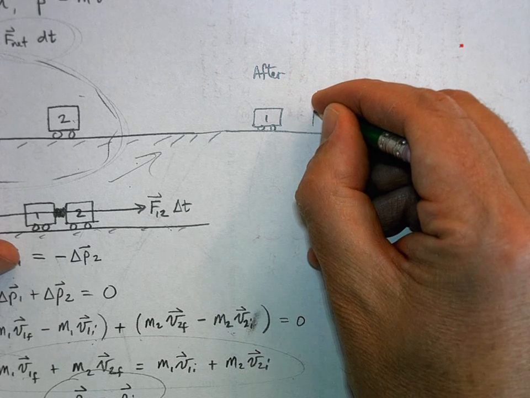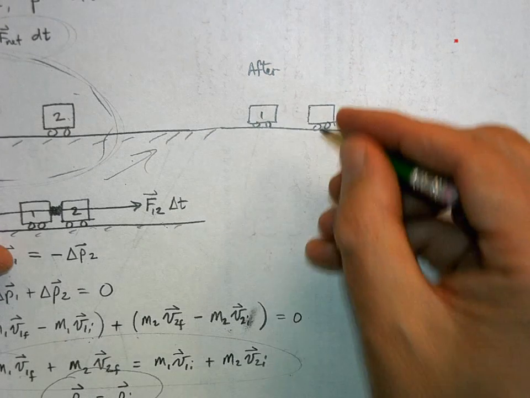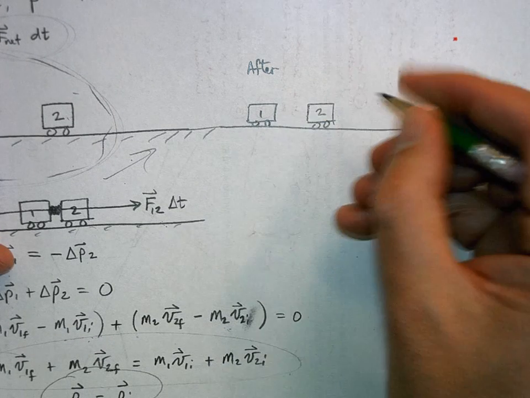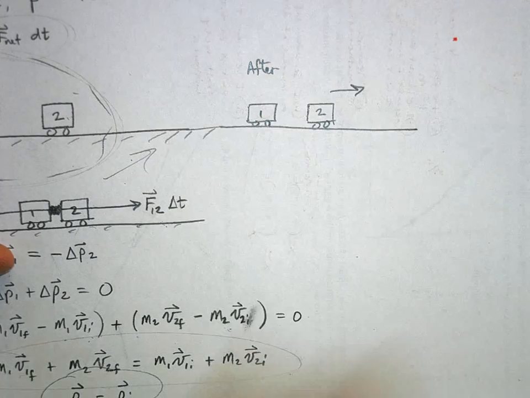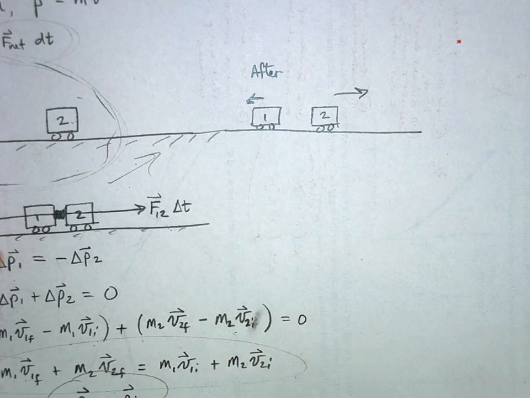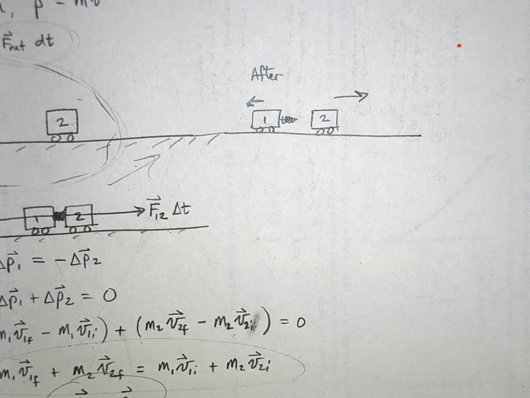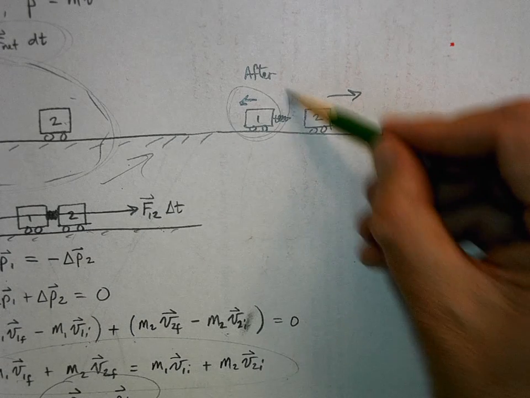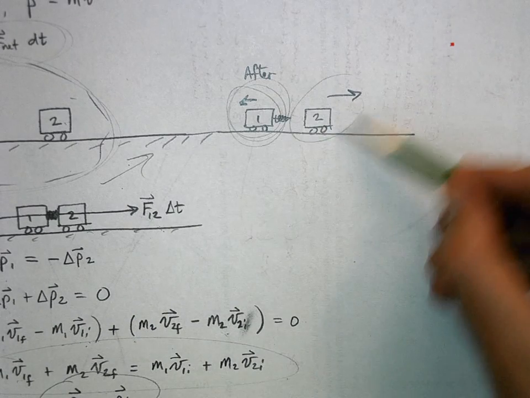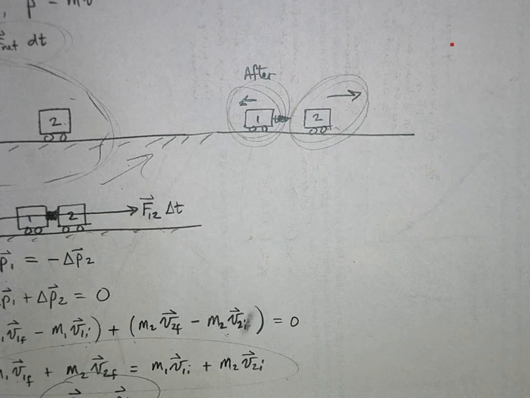So after the collision, let's say object 1 is a little bit lighter than object 2. So object 2 moves off in this direction. Maybe object 1 goes kind of slowly, bounces off the other way. But here we've got this object had its momentum changed. This object has its momentum changed. But when you add those two changes together, you get nothing. You get 0.